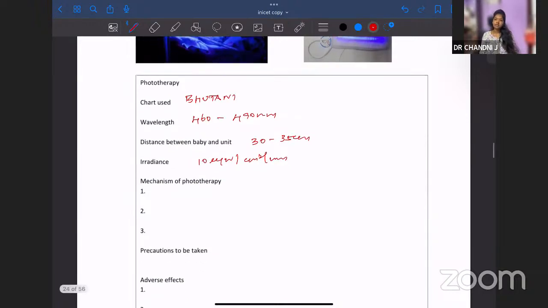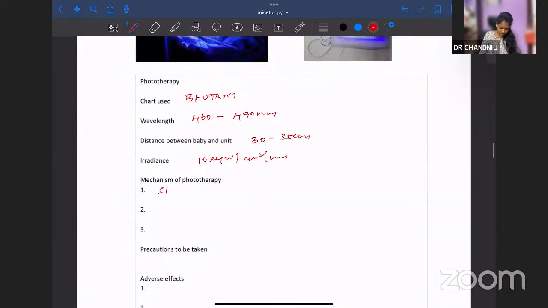So, what are the three mechanisms of phototherapy? First one is structural isomerization, which is the most important method. Here, bilirubin is converted to lumirubin and it is excreted. Bilirubin to lumirubin.